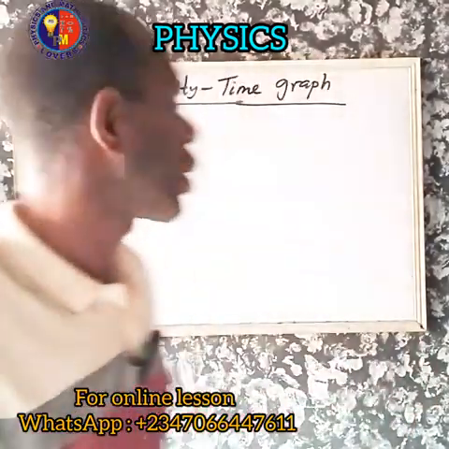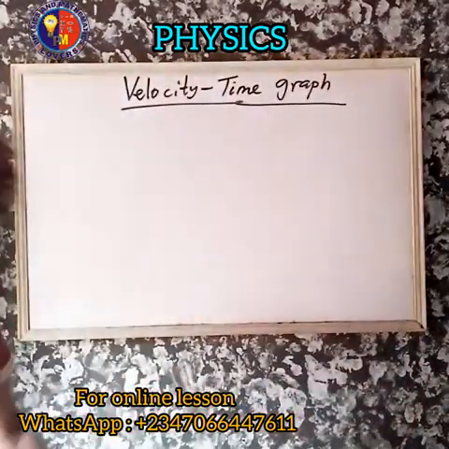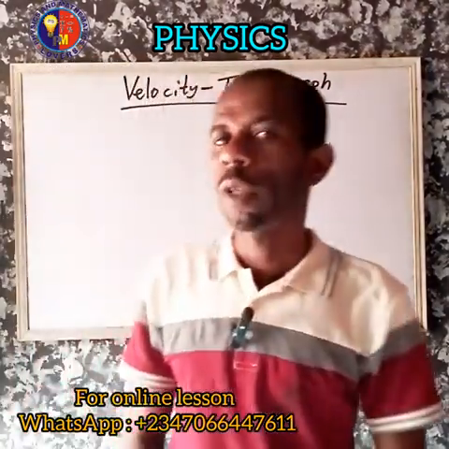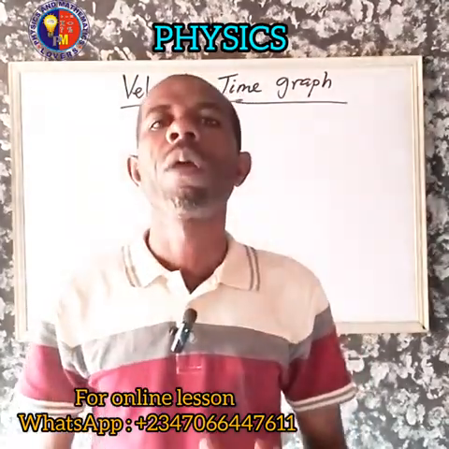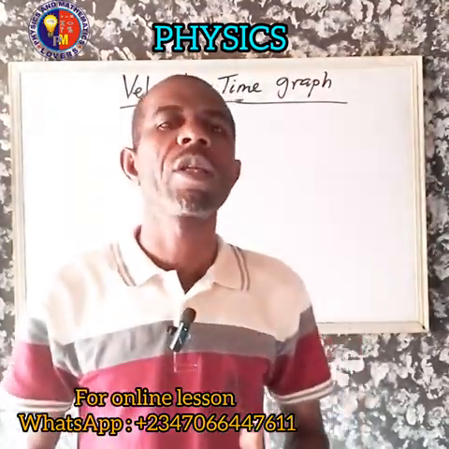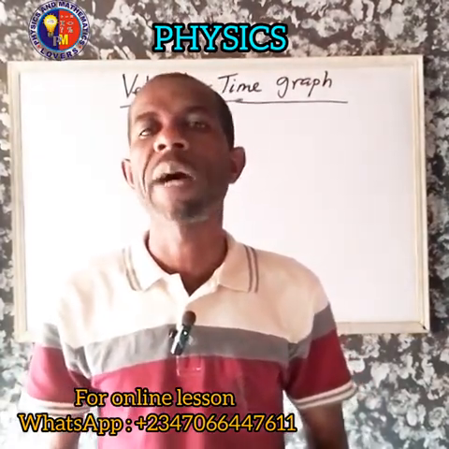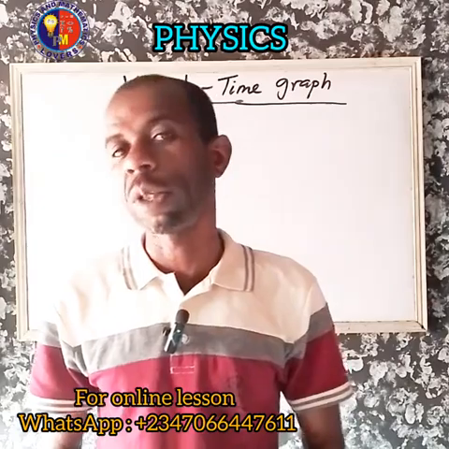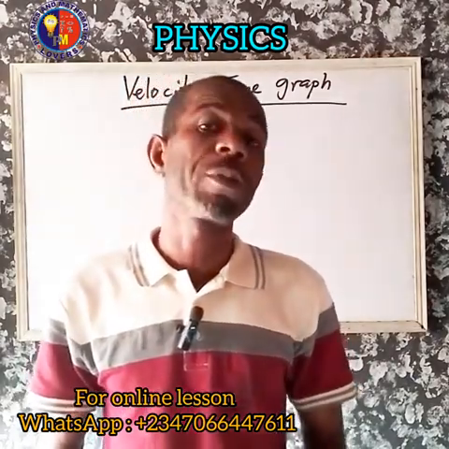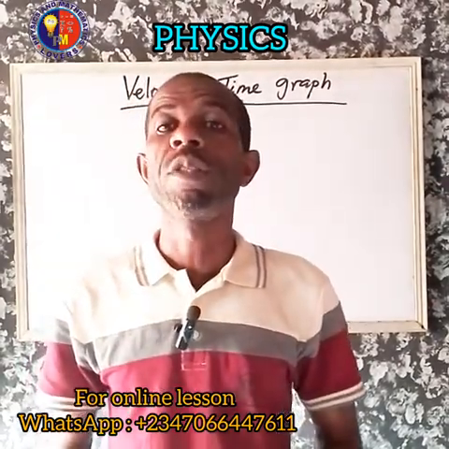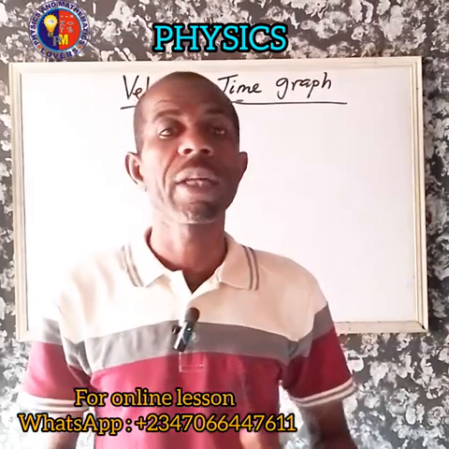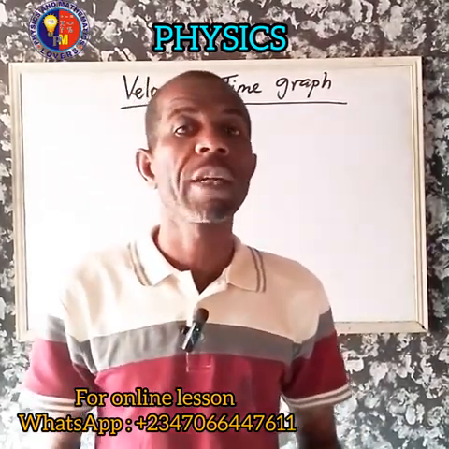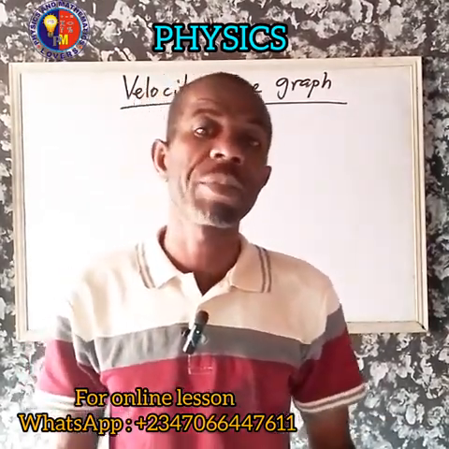Now let us look at the velocity time graph. The velocity time graph is very useful in physics, in the sense that it gives us more information about the motion of an object. The motion of objects can form different kinds of shapes. It can form a square, a rectangle, a triangle, and a trapezium.